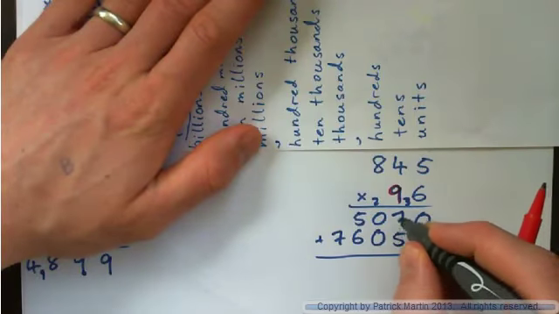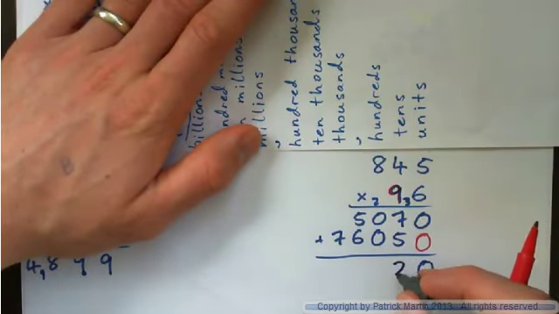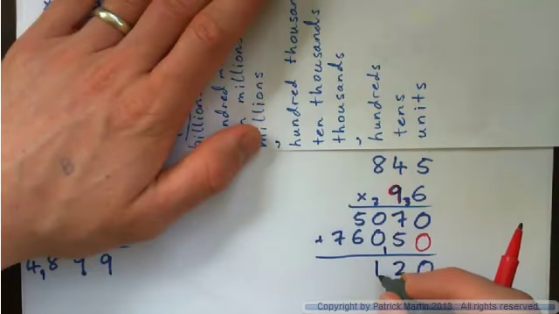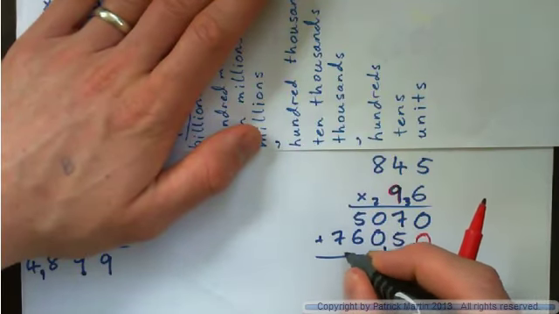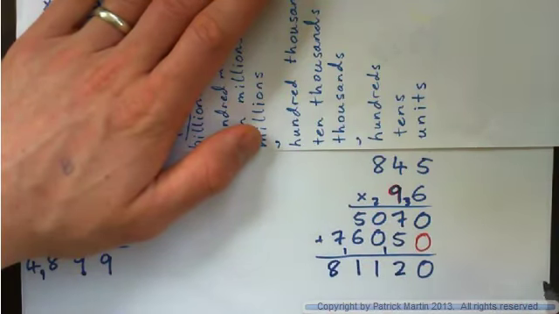So 0, 7 and 2 is 12, carry the 1. Then 1 and 5 and 6 is 11, carry 1, and we get 8. So where do I put a comma in this number? Units, tens, hundreds, thousands, in between the hundreds and the thousands. Every 3 digits you put a comma, right?